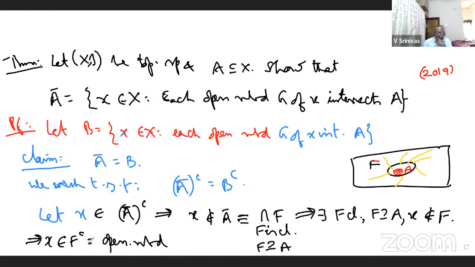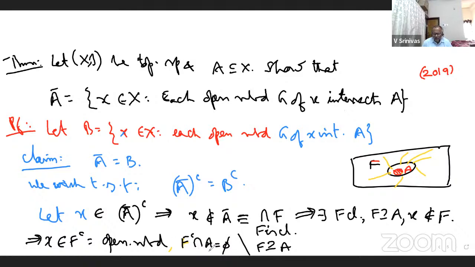Okay. So A is sitting inside F. The red set is sitting inside the black set, and F complement is the yellow set, and the yellow set and the red set are disjoint. So F complement intersection A is empty. Okay. So this F complement is an open neighborhood of X, and its intersection with A, the red part, is empty. So you have got an open neighborhood F complement of X, which does not intersect A.